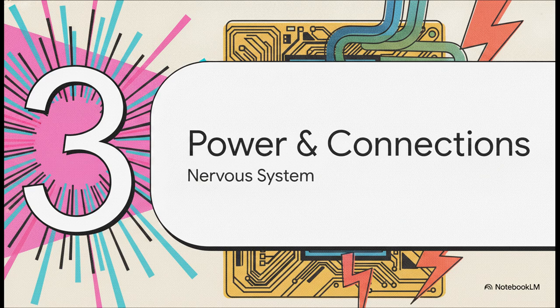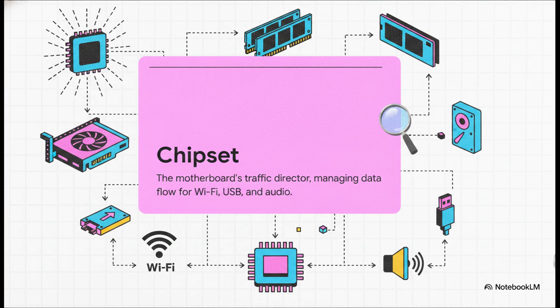Let's jump into Part 3, powering and connecting everything. This is essentially our system's nervous and circulatory systems. You see, while the CPU connects directly to high-speed stuff like memory and graphics, it can't handle every single connection by itself. It relies entirely on a microchip called the chipset. You can think of the chipset as the motherboard's primary traffic director. It diligently manages the flow of data for your Ethernet, your Wi-Fi, USB devices, storage drives, and even the audio pumping out of your speakers.